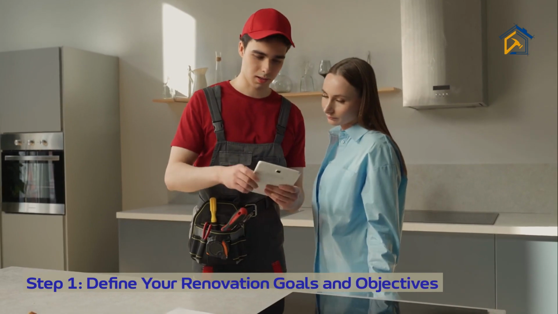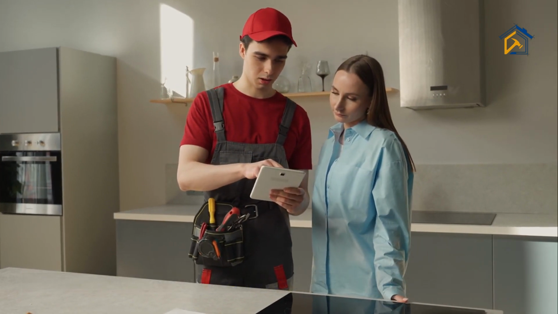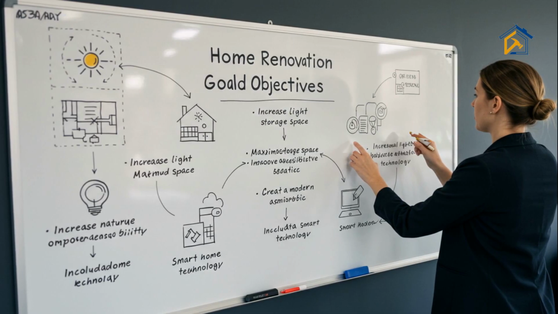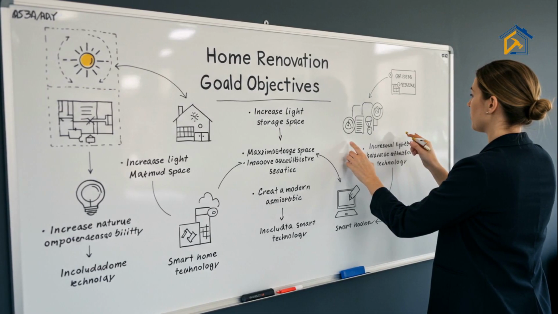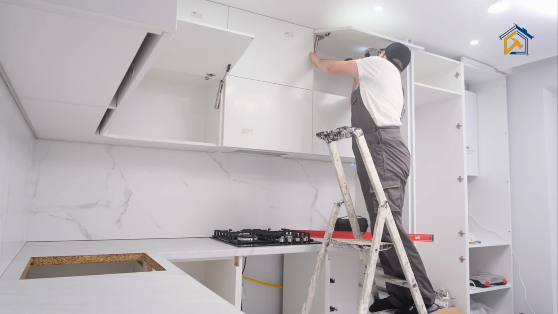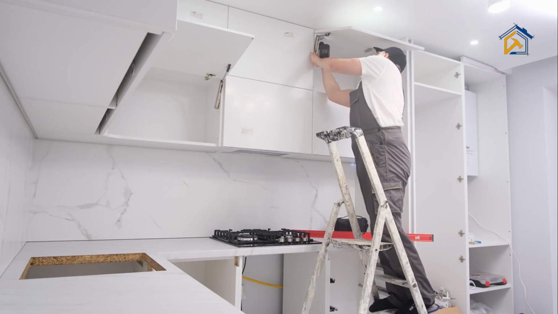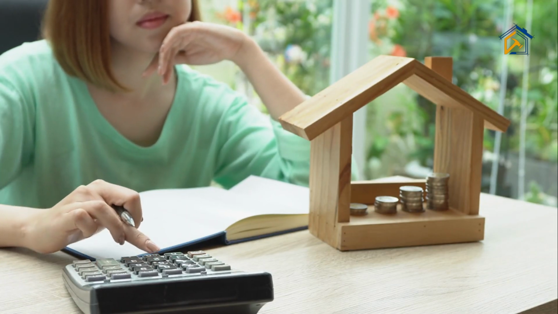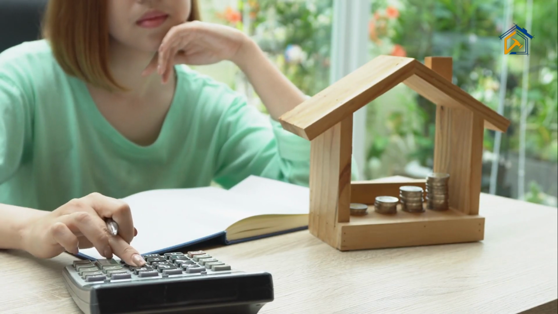Step 1. Define your renovation goals and objectives. The first step in your home renovation journey is to clearly define your goals and objectives. Start by identifying the specific areas of your home that need attention, whether it's a kitchen upgrade or a bathroom remodel. Next, determine your budget and timeline, as these factors will guide your decisions throughout the project.